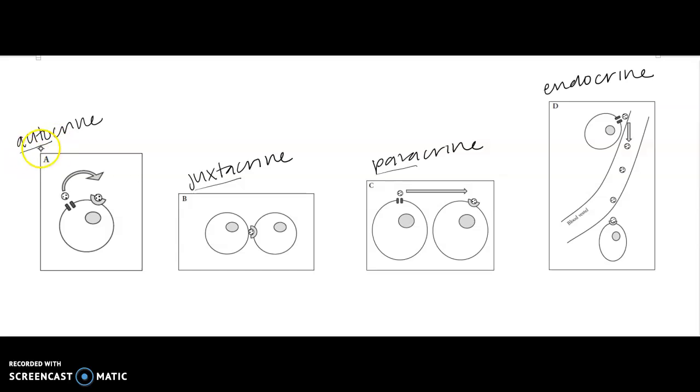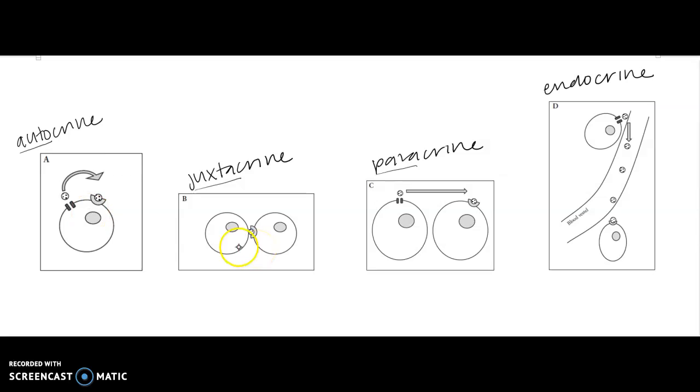Autocrine, that prefix auto means cell. And if you look at this diagram that represents autocrine signaling, we have a ligand leaving a cell and then binding to a receptor on that same cell. So autocrine signaling is a signaling in one cell to itself.